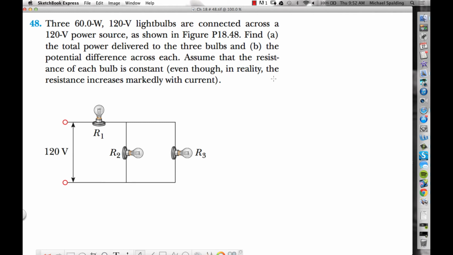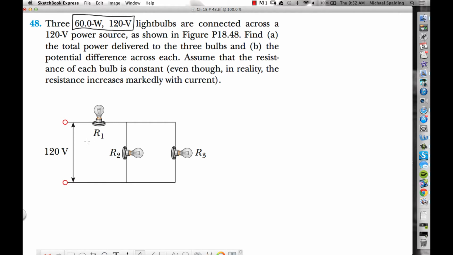All right, number 48. We're given the description of these resistors, these light bulbs. We're told that they are 60 watt, 120 volt light bulbs. So what that means is this: these light bulbs will be 60 watt when they're connected to 120 volts.